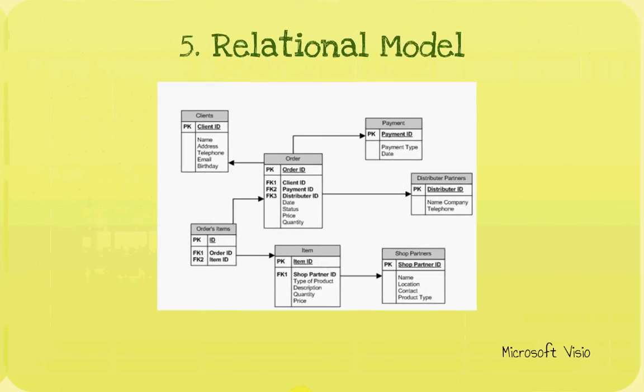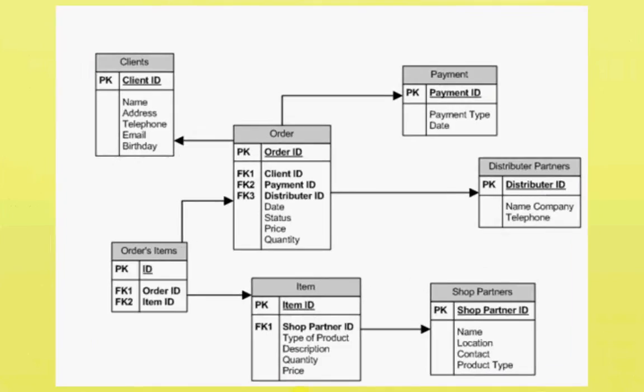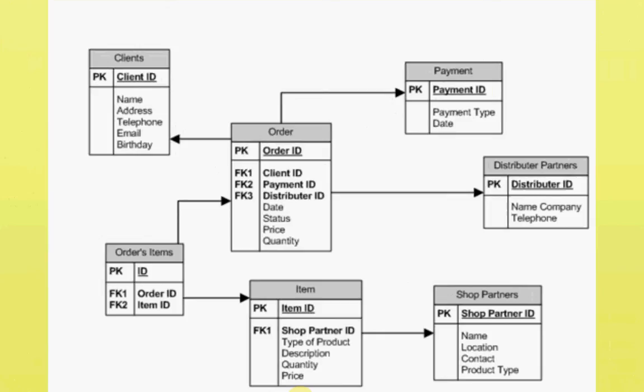So here we can see the relational model diagram that was also made with the Microsoft Visio program. We have the 6 tables. Each one of these tables has a primary key, and as we can see, we had to create a new table between the order and the item tables due to the many-to-many cardinality. In this new table, we'll have the primary keys of the order table and the item table that will be turned into foreign keys.